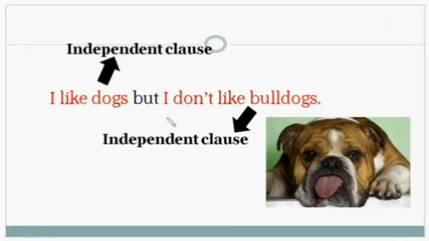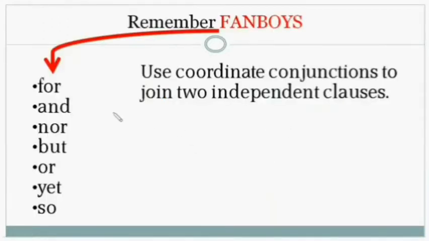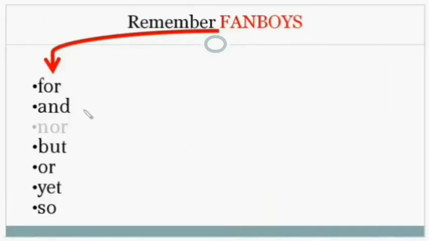बट वन वार्निंग, कभी कभी हम कहते हैं द सन इज शाइनिंग, एवरीवन इज हैप्पी. यहाँ पे कोई कंजंक्शन नहीं है. कंजंक्शन के जगह हमने सिर्फ एक कॉमा यूज किया है एंड ग्रामेटिकली दिस इज रॉन्ग. दो इंडिपेंडेंट क्लॉज को ज्वाइन करके कंपाउंड सेंटेंस बनाने के लिए कंजंक्शन यूज करना जरूरी है. रिमेंबर, FANBOYS: for, and, nor, but, or, yet, so.